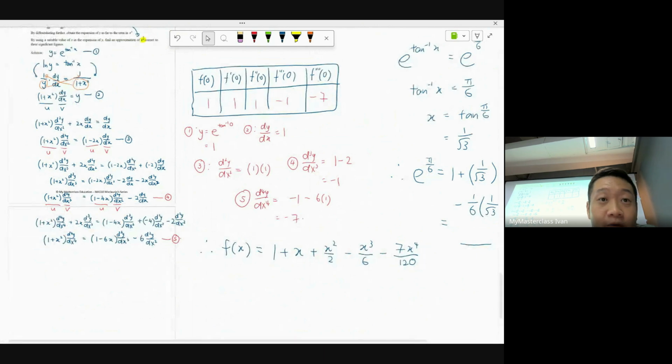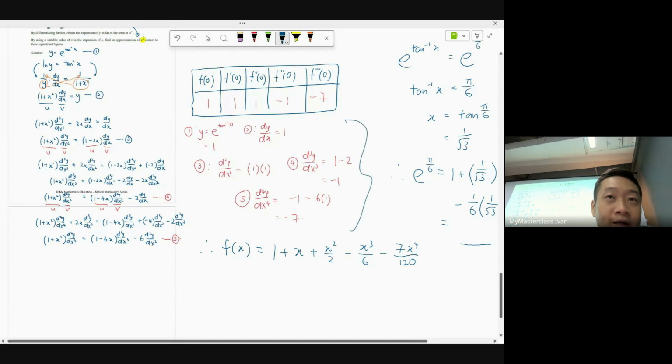Your D3Y is negative 1, right? Is your D3Y 1 or negative 1? Mine is negative 1. Look carefully: 1 minus 2. You see, you screwed up when you did this red color part. I did this red color part. You never did this red color part. That's why you screwed up.